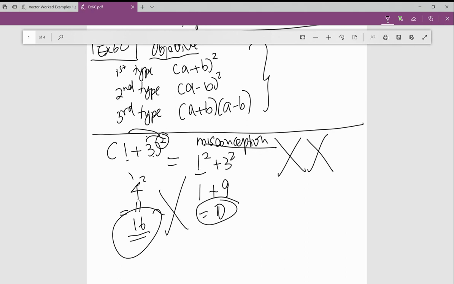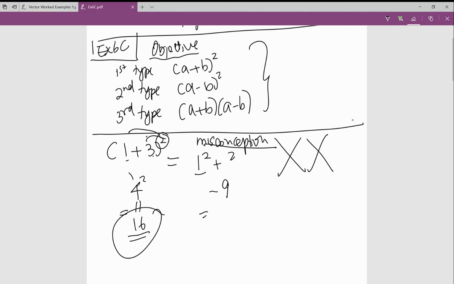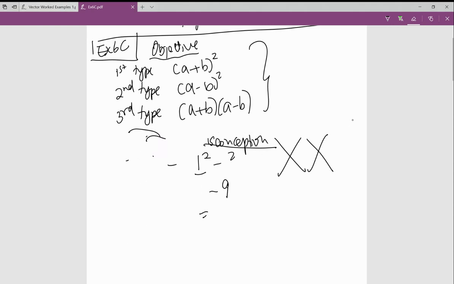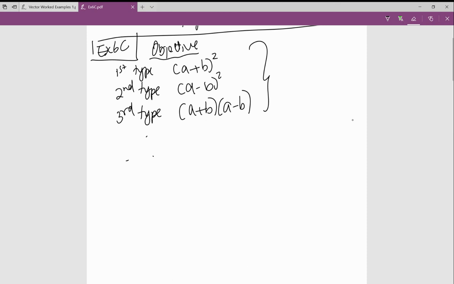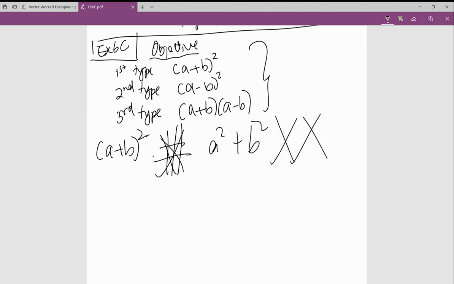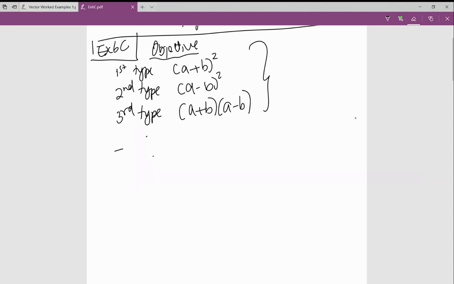So the misconception is, you must realize that when it comes to (a plus b) squared, it is never a squared plus b squared. It is not. Okay? I'll prove to you why it is not. Let's focus on the first type of question first.